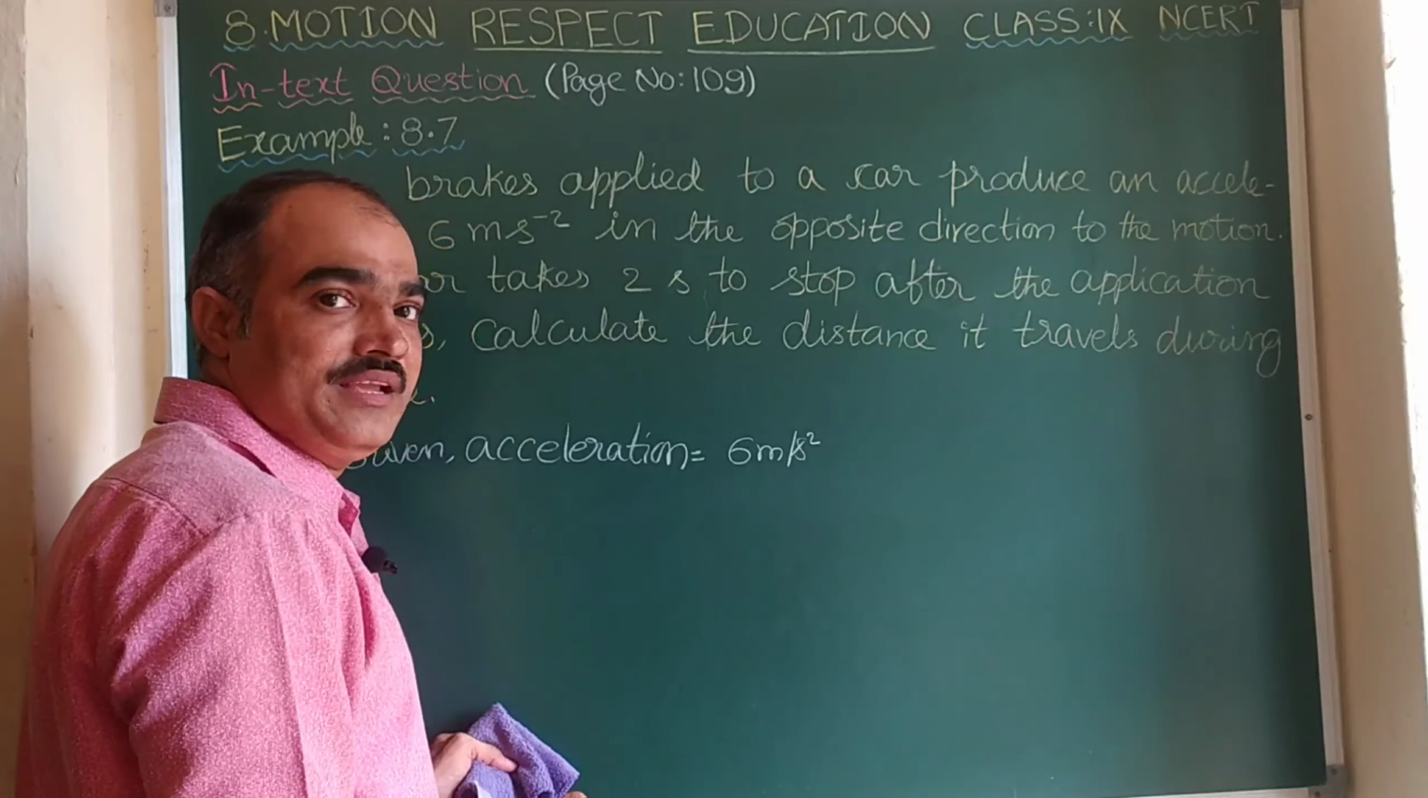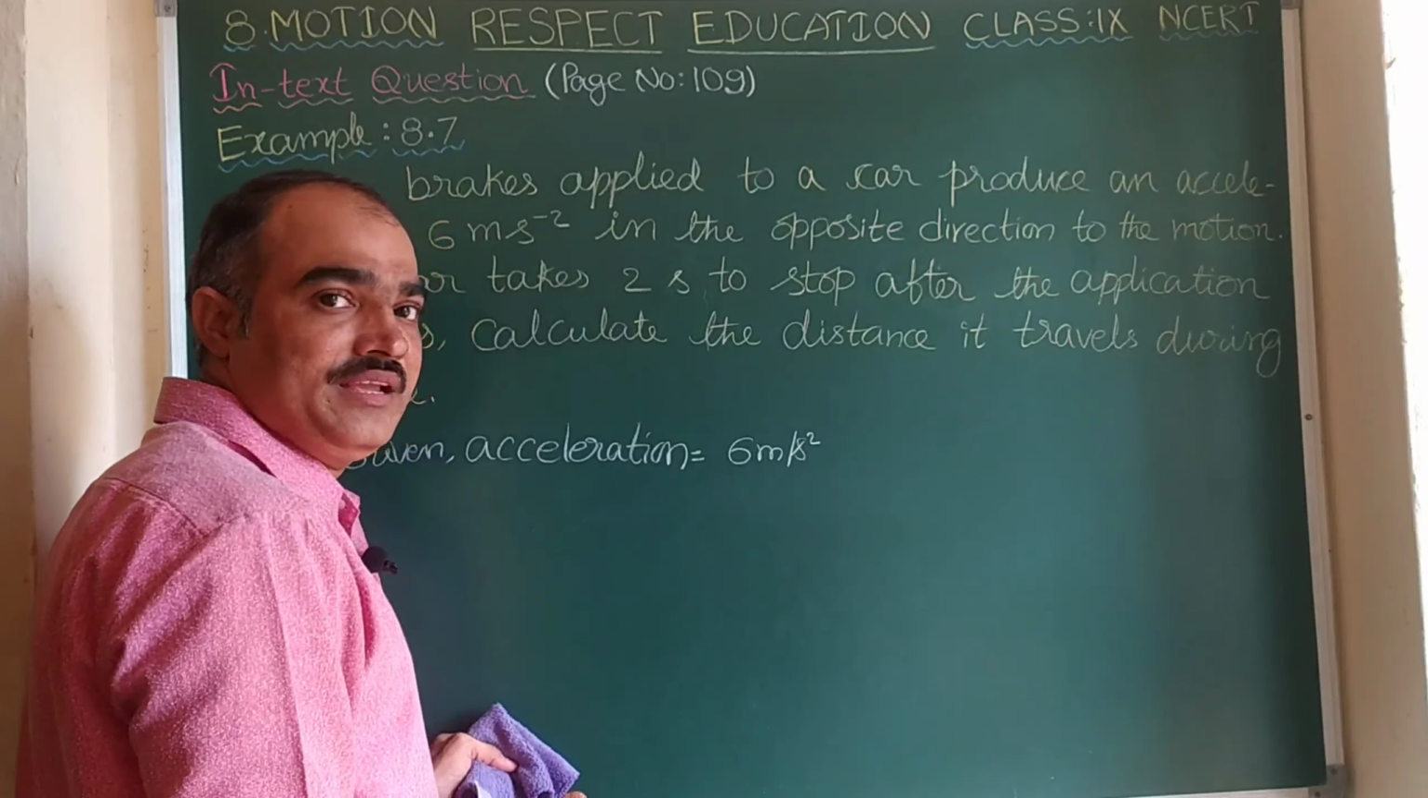Here you do understand that if the speed is increased, then we will get positive acceleration. If the speed is decreased, then we will get negative acceleration. This is also called deceleration or retardation. If the car takes 2 seconds to stop, so time taken, denoted by t, is 2 seconds. Acceleration, I forgot to tell you, is denoted by a.